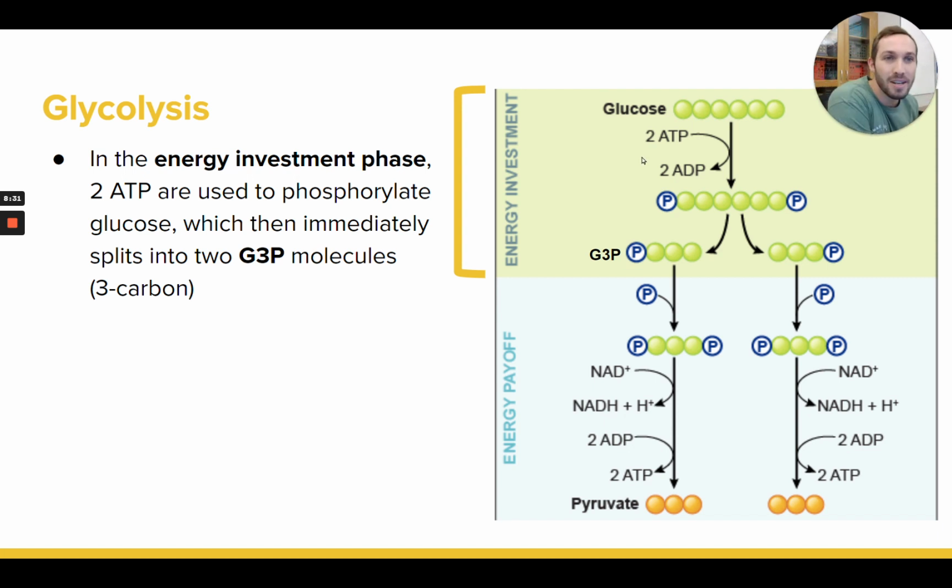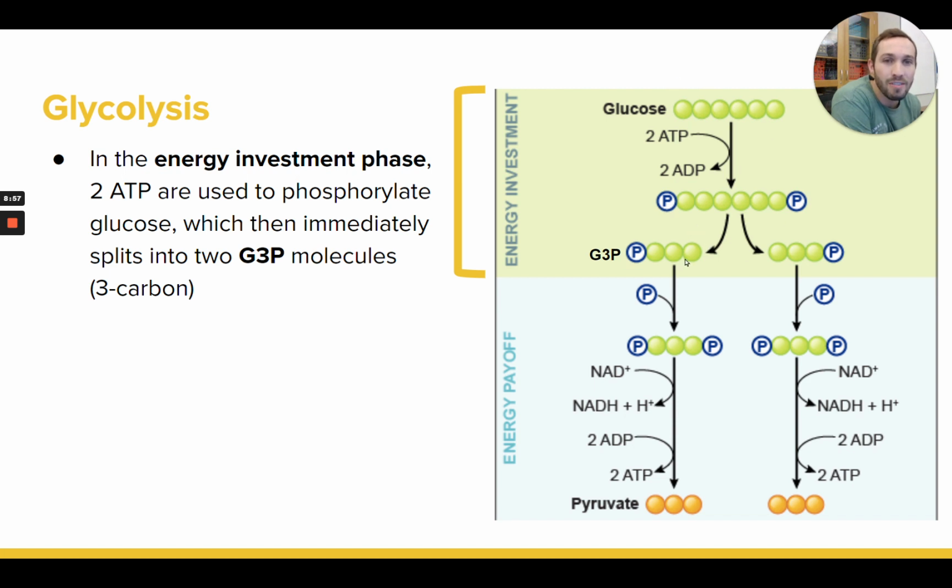And so that's what's happening here. All you guys need to know is that in the energy investment phase, we're taking glucose and it's going to require 2 ATP molecules to turn it into these 2 molecules of G3P. You guys do need to know the G3P. So just know that you're ending with G3P here. It's a 3-carbon molecule. That's all I need you guys to know. So now we have these 2 molecules of G3P that we're ending with after the energy investment phase.